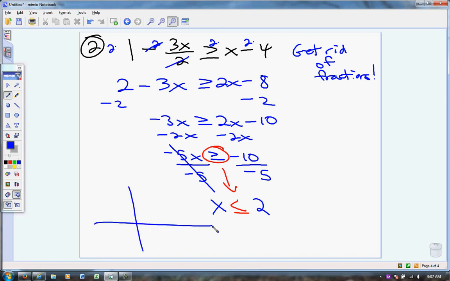How would I sketch that? Here's 2. Closed circle, sketch to the left. Okay?